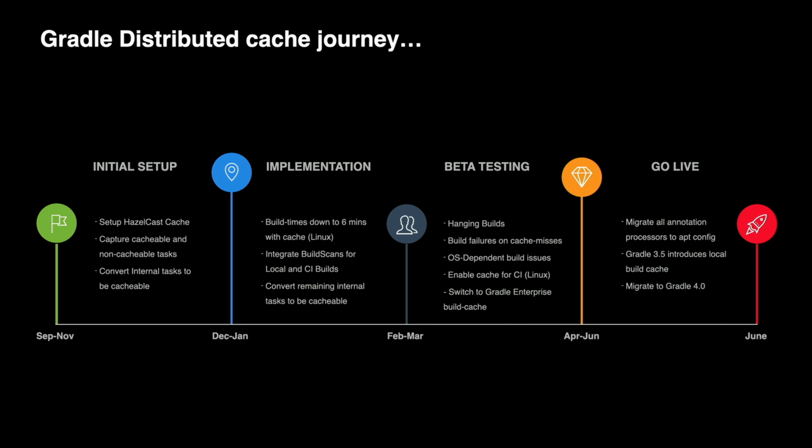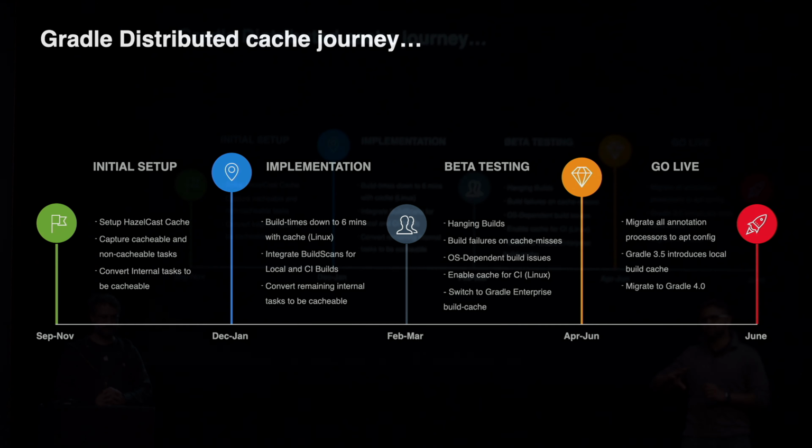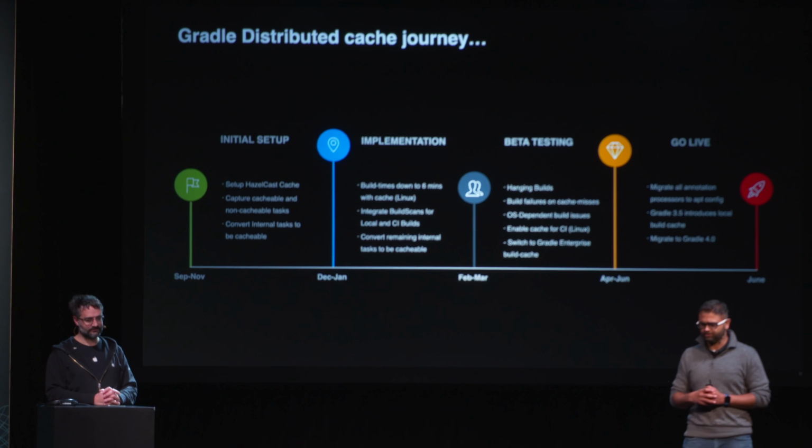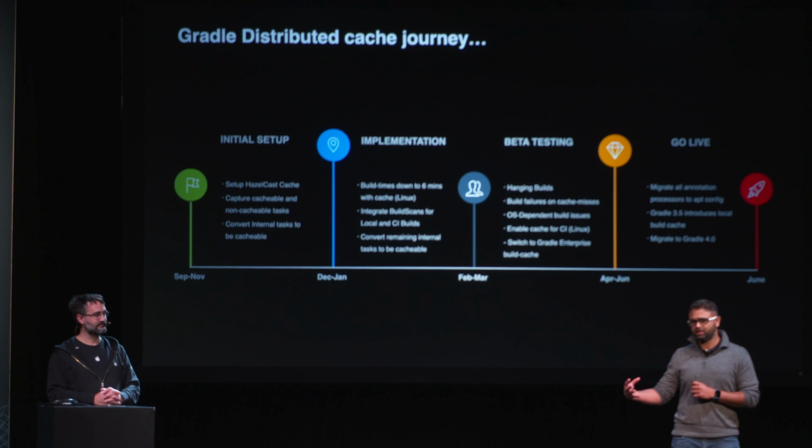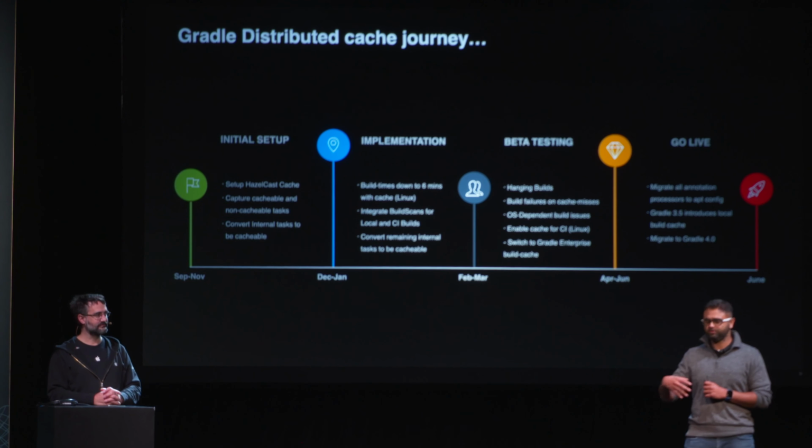We focused on converting our internal plugins to be cacheable, and then we started our beta testing. Things looked really fine on Linux, but we ran into a bunch of issues with macOS in general, and also intermittent test failures or build failures that used to happen if there was a cache miss. So we spent a lot of time fixing that. Gradle Enterprise also came out around that time, so we were one of the first customers. We worked very closely with the core Gradle dev team as part of this entire process.